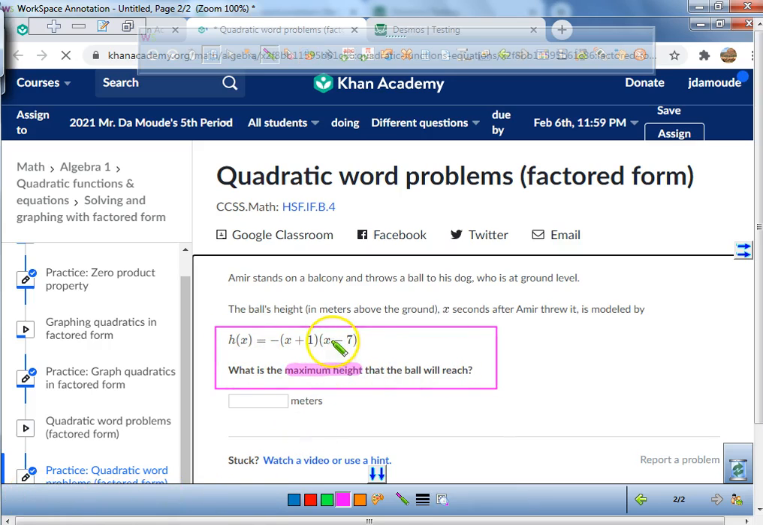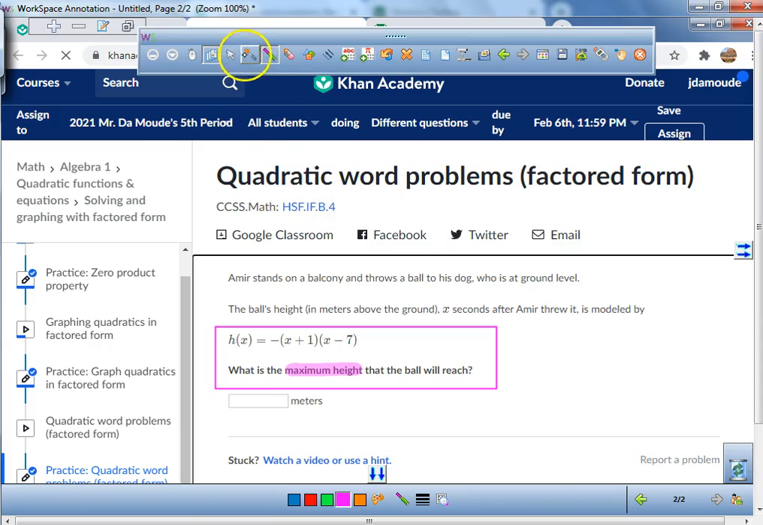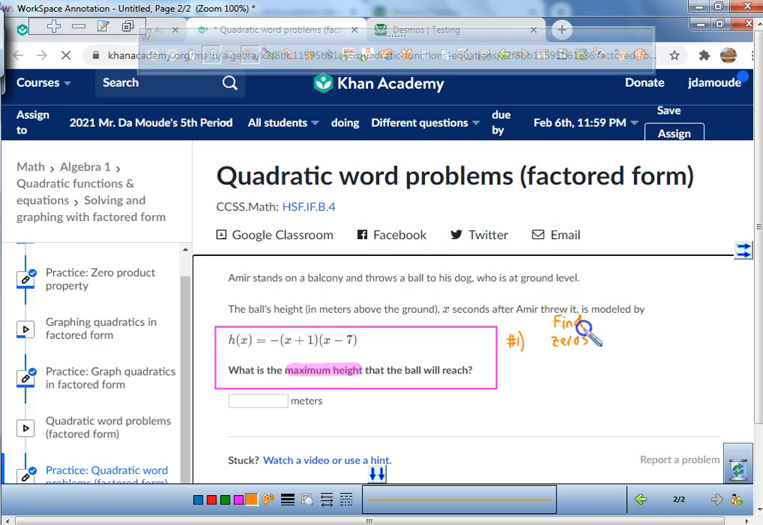So we have our function, all right? And it's asking for the maximum height that the ball will reach. So the first thing I want you to do in this scenario is find the zeros. That's always going to be step number 1. Step number 1, find the zeros. Could anybody tell me one of the zeros? -1. Perfect. That's one of the zeros.